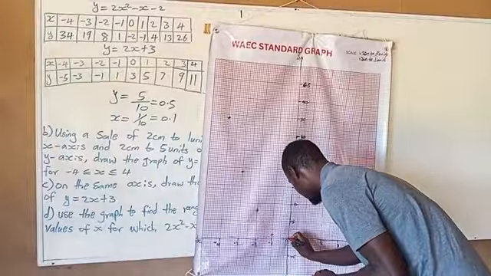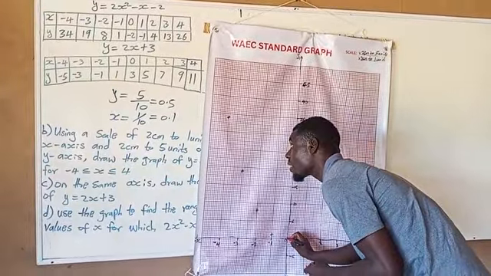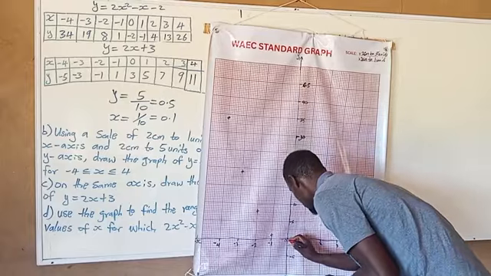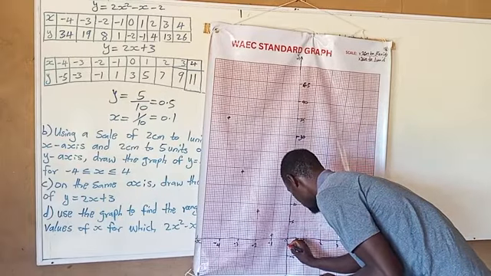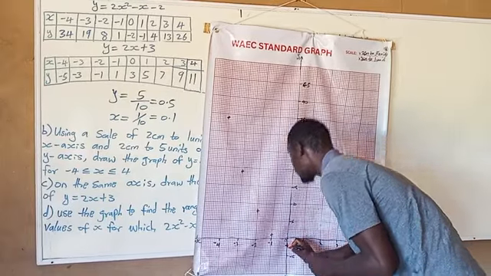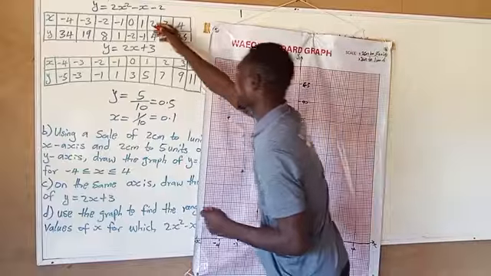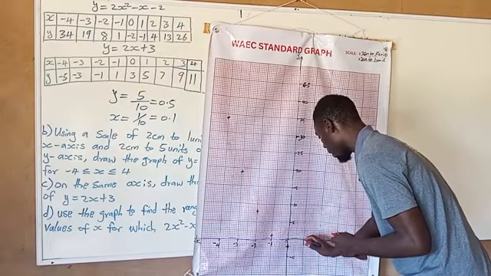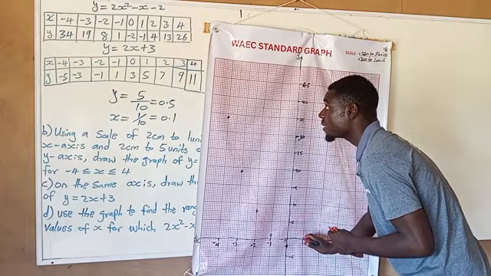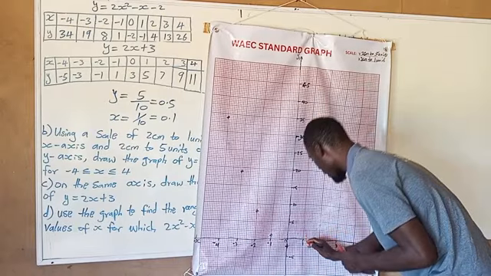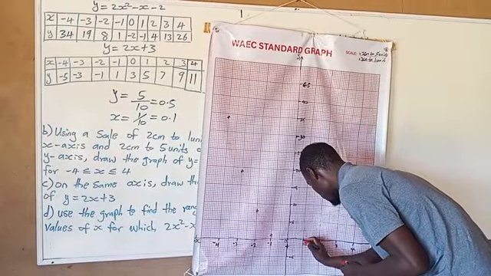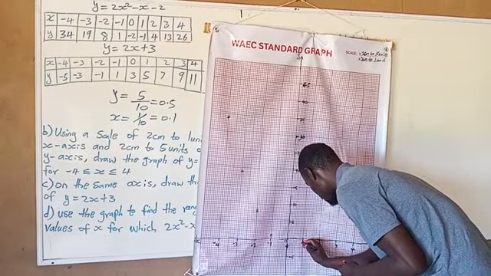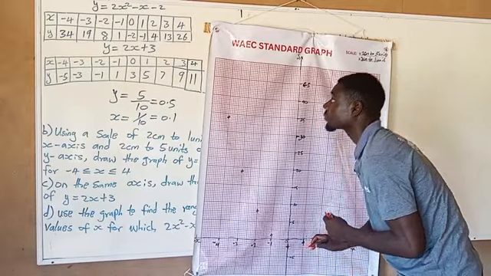So you come down. When x is 0, y is what? Minus 2. 1, 2. You draw. When x is 1, you come to the positive 1. Y is what? Y is minus 1. You have 1. Y is minus 1.